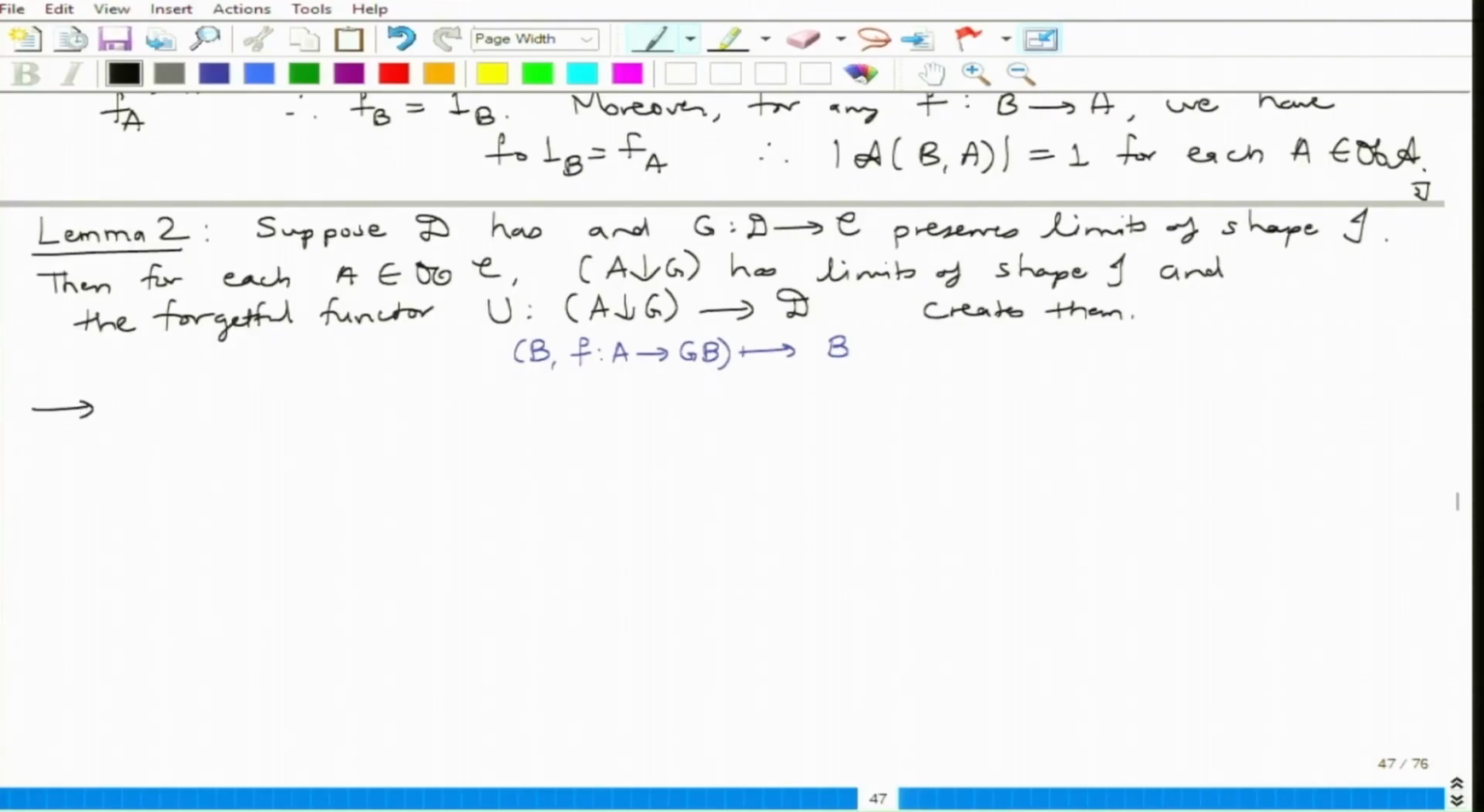Okay, so what should we start with? We have to start with one diagram in the arrow category of shape J. So let D from J to the arrow category be a diagram.